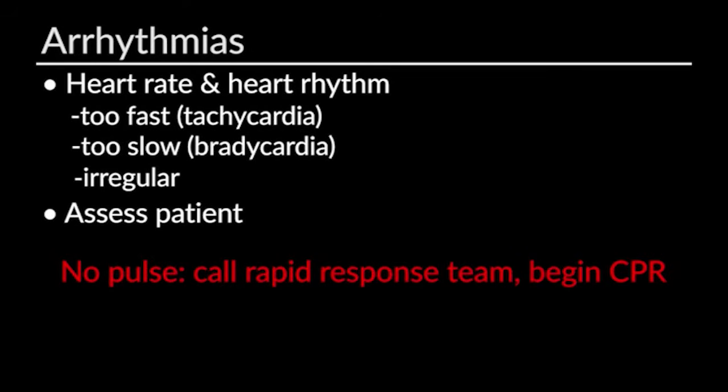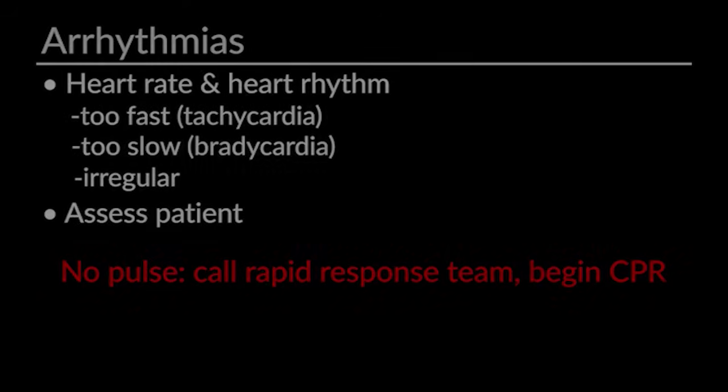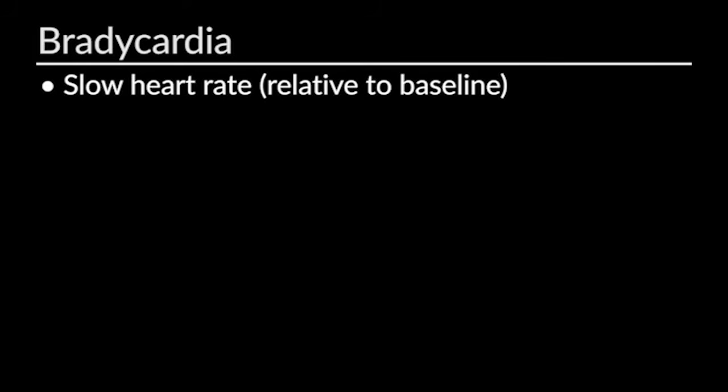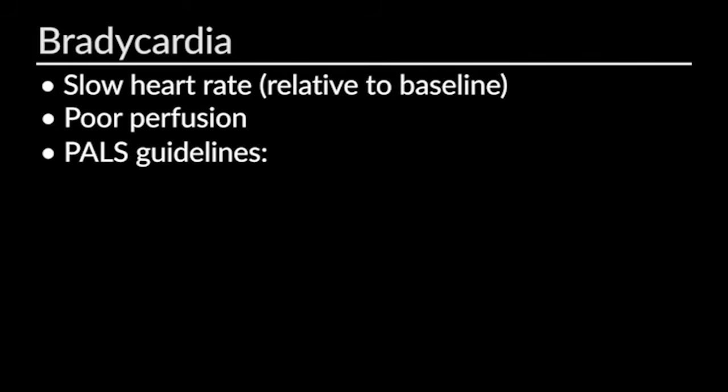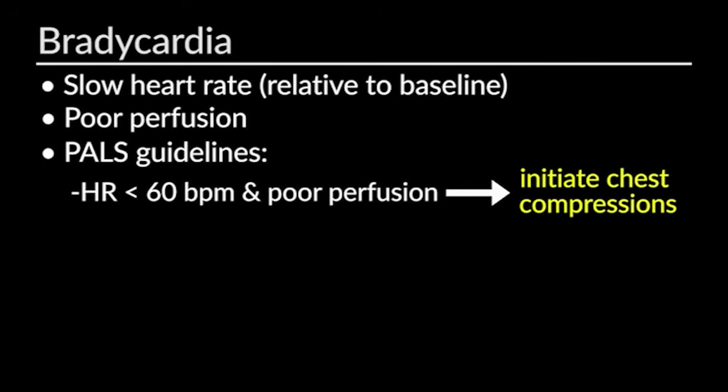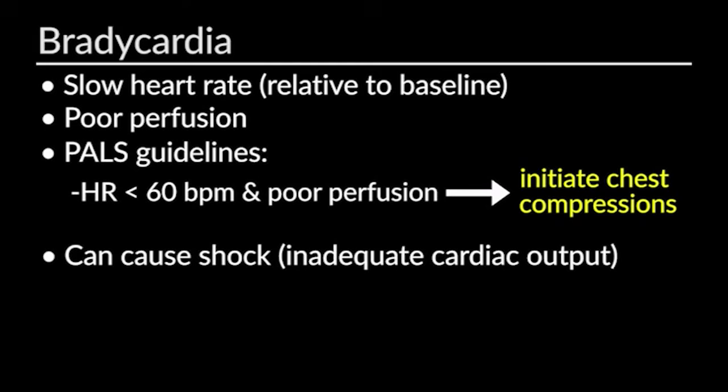If the rhythm is too slow, this is called bradycardia. Clinically significant bradycardia is defined as a heart rate that is slow compared to a normal heart rate for the patient's age and is also associated with poor perfusion. According to the PALS guidelines, a heart rate of less than 60 beats per minute with poor perfusion is an indication to initiate chest compressions. A slow heart rate can cause shock from inadequate cardiac output.